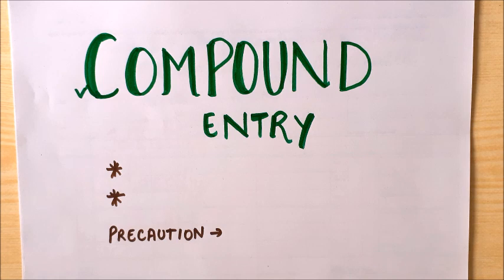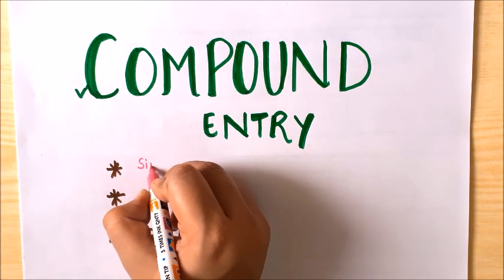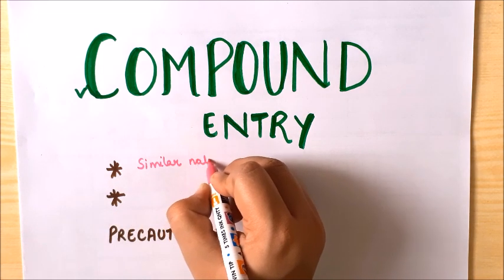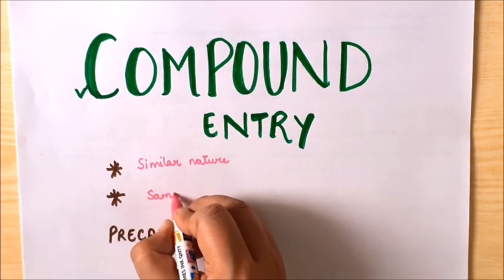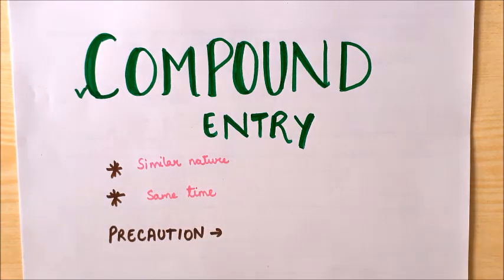So in this video we are going to discuss some special entries of journal. So the first entry is compound entry. When two or more transactions of similar nature take place, we can enter these transactions by means of a combined or compound entry. So you need to keep two things in mind, that these transactions should be of similar nature and should take place at the same time.